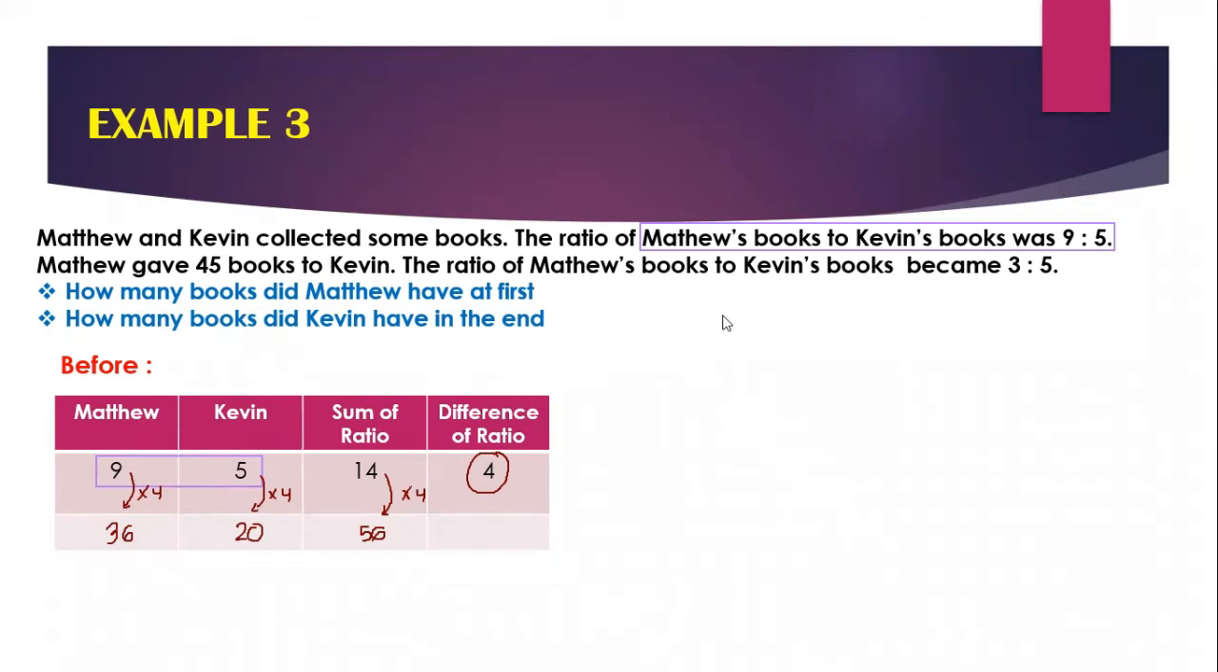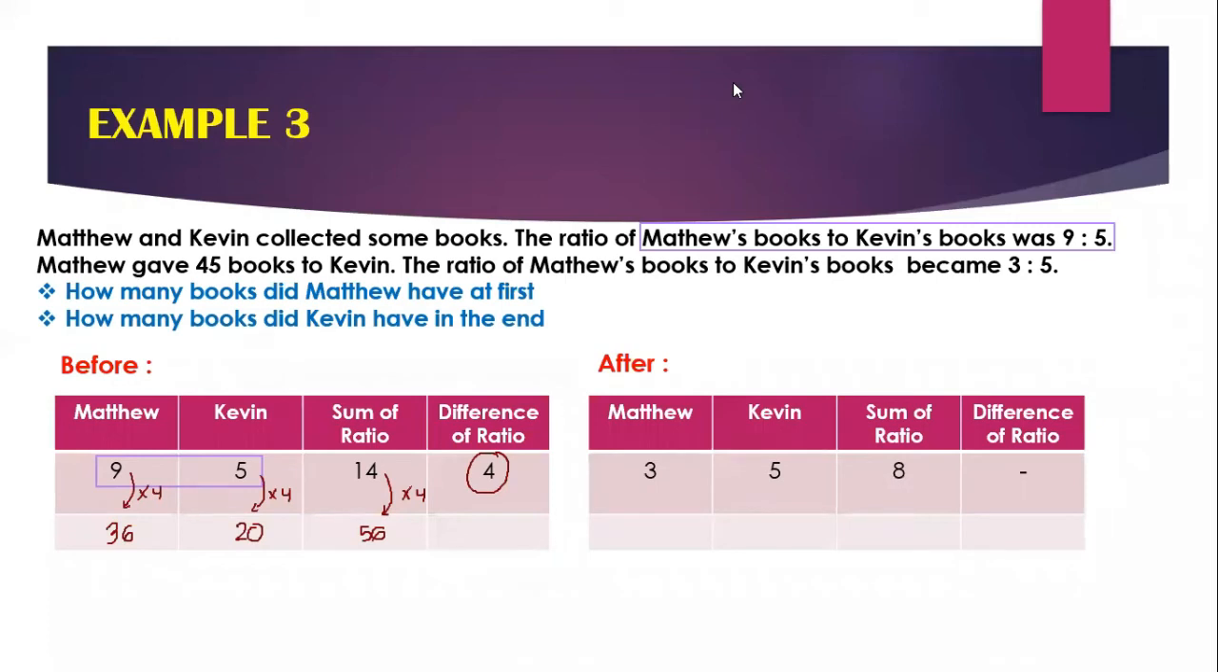Now we go to the after table, which means when Matthew gave 45 books. Here's the information: Matthew gave 45 books to Kevin. That's the after case. The ratio is 3 to 5, so we put here 3 to 5. Is it clear, everyone? Students, the sum of the ratio is 8. How do you know that? 3 plus 5 equals 8.